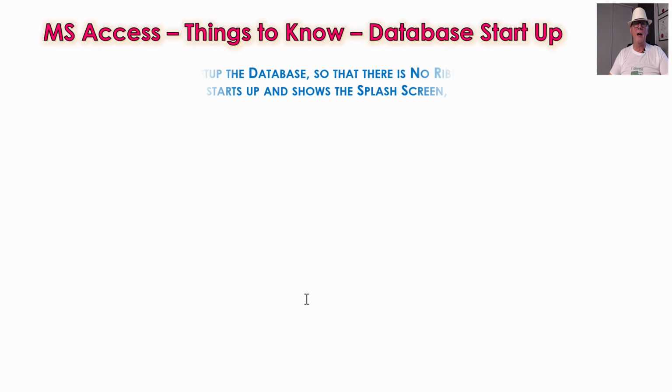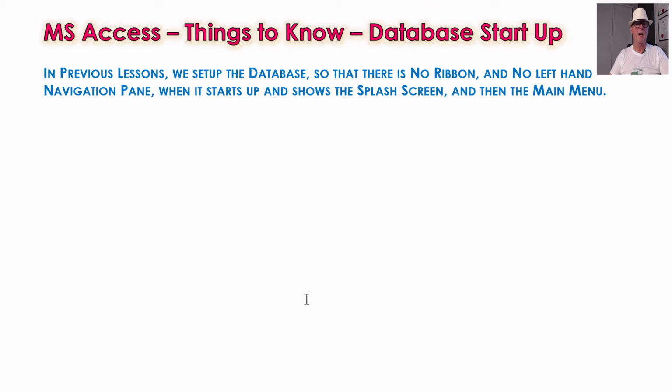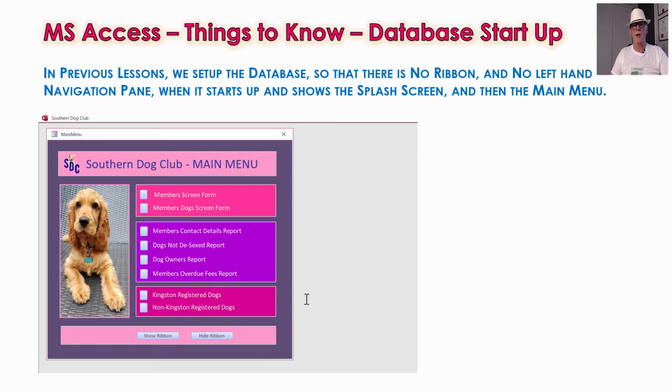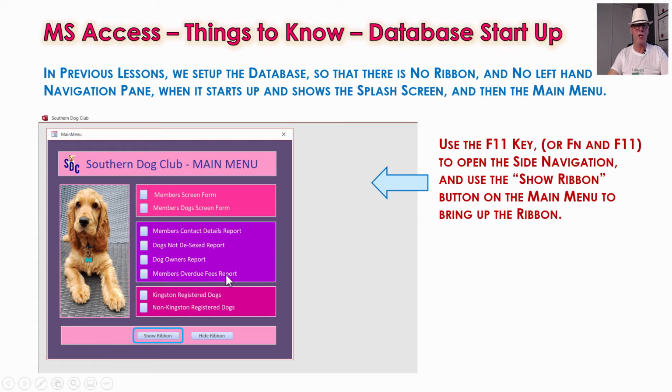Okay then, so things you need to know about the database startup. In the previous lessons, we've set the database up so there's no ribbon, and there's also no left-hand navigation pane. So when it starts up, there's that splash screen we saw, and then it comes to the main menu. But then remember how we showed you can click the show ribbon button down here at the bottom and the hide ribbon to make the ribbon appear when you need it.